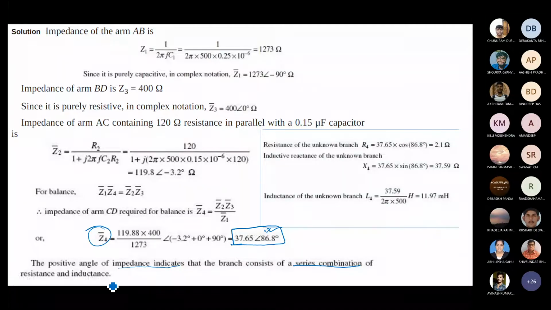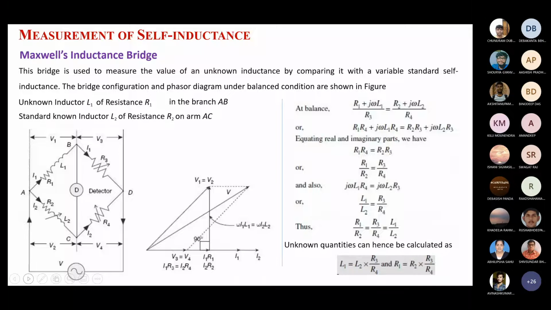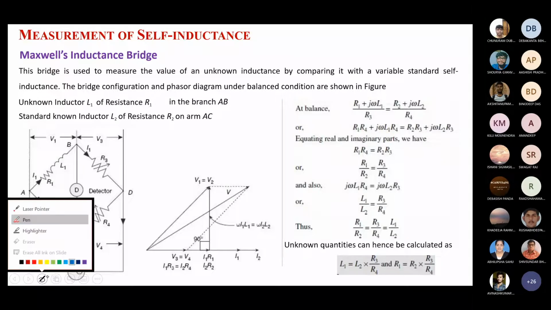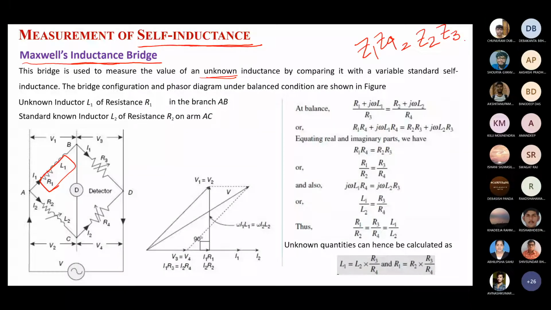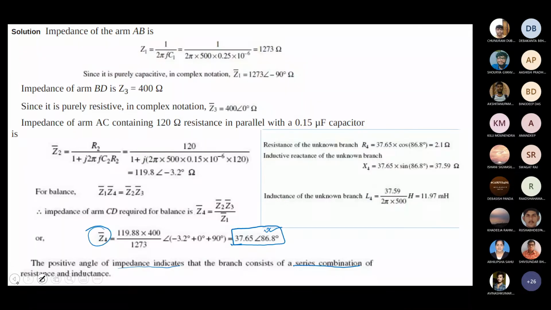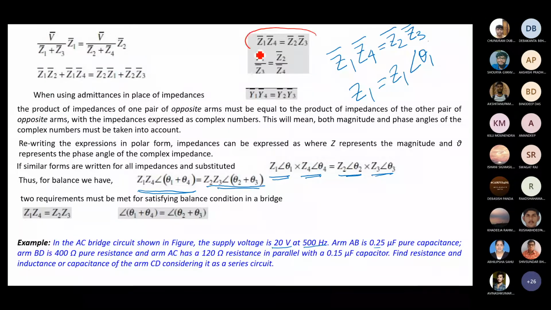Then we discussed the Maxwell inductance bridge, to find out the unknown self inductance. Here L1, the two portions R1 and L1, is the unknown self inductance. We know the formula: Z1 Z4 equals Z2 Z3.